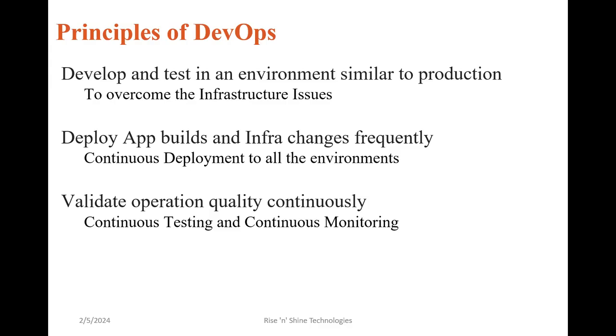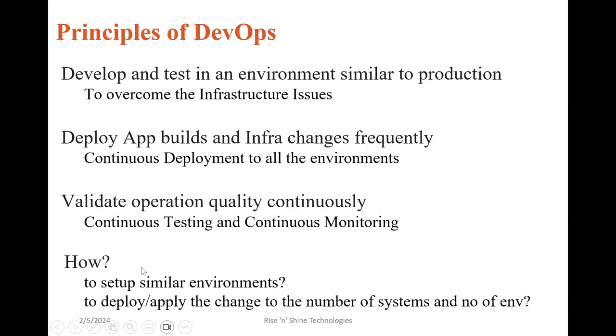See, some important challenges, if you bring in Agile and DevOps, during functionality understanding or during the release process. Finally, the five or six important keywords which we should know. So if you are working as a DevOps engineer, these are all the main principles we need to remember. But how do you do all these things? How do you set up similar environments? How do you deploy or apply the changes to a number of systems and a number of environments?